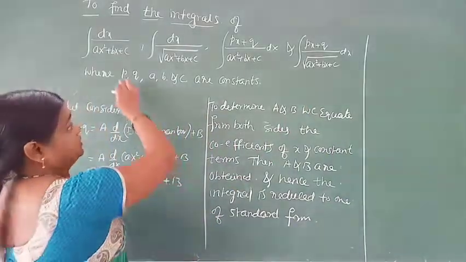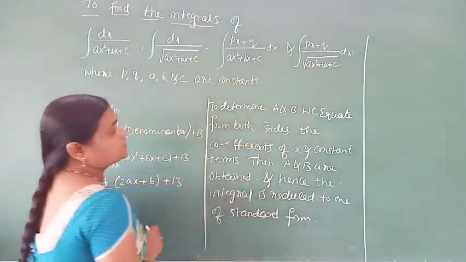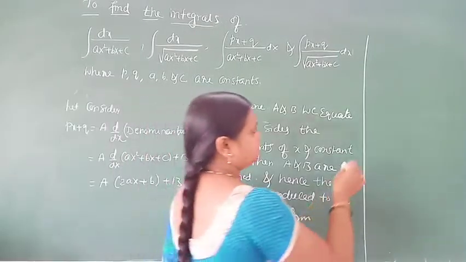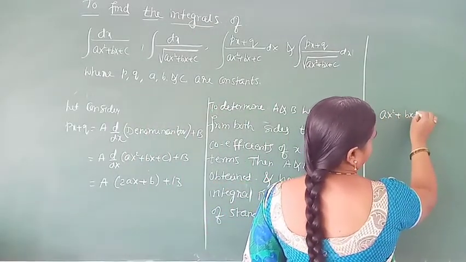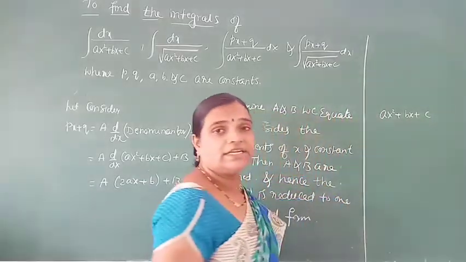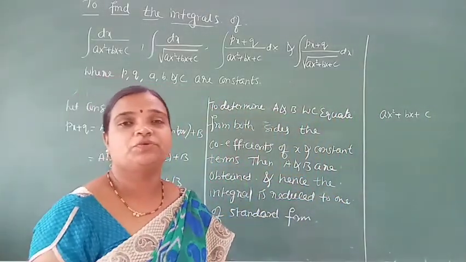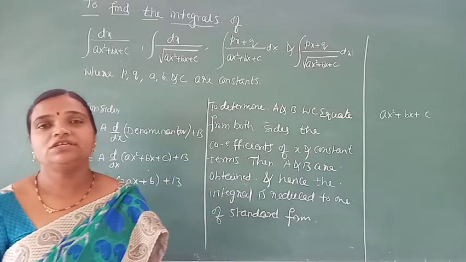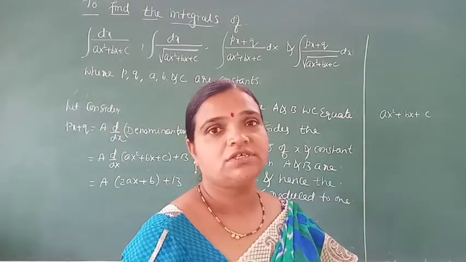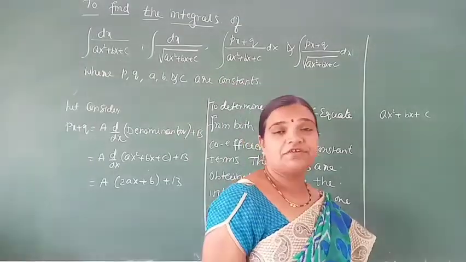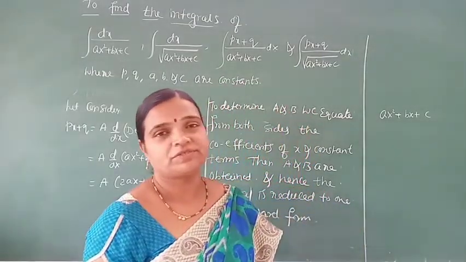These types of integrals, meaning quadratic forms ax square plus bx plus c, we convert into the form of the perfect square method, what we have done in invertible functions, where the quadratic equation is converted using the perfect square method.